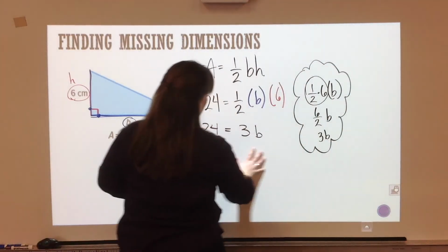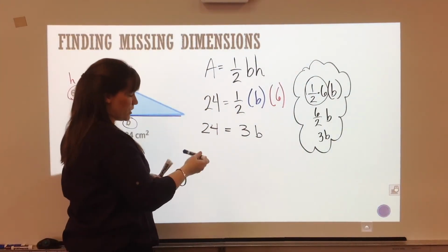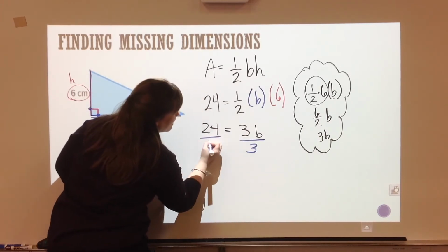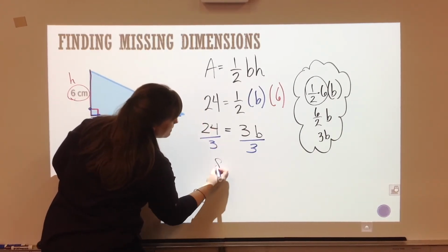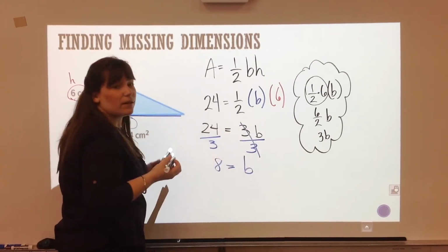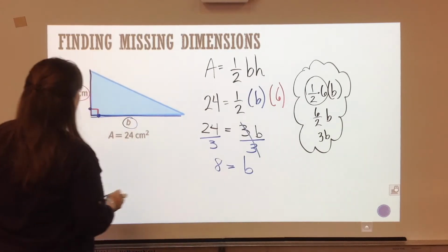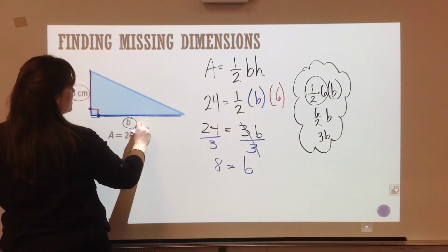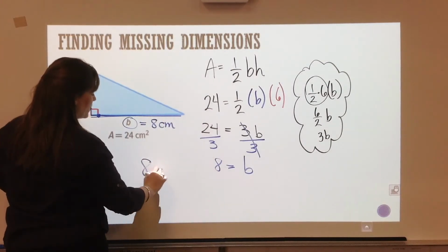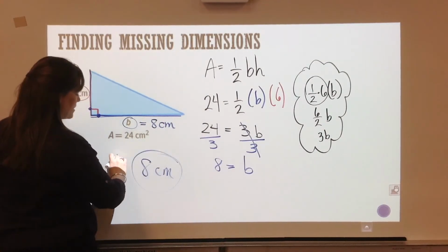Now I have a very simple equation here that I can solve for b by dividing each side by 3. 24 divided by 3 is 8, 3 divided by 3 is 1, and we have 8 as b. But we need to write that with the units. So the b is going to be 8 centimeters. So we have our answer of 8 centimeters for b.